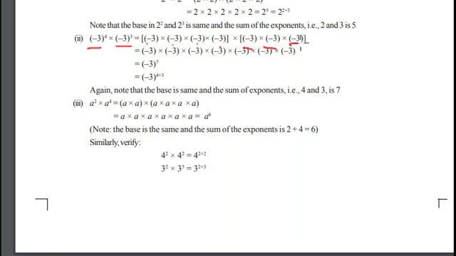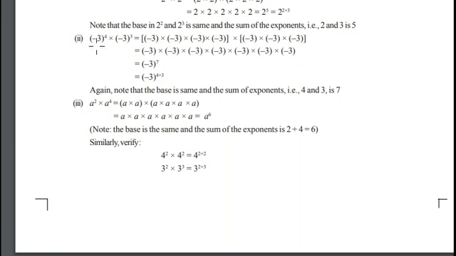We are multiplying these three numbers because the exponent is 3. Multiply these two numbers, we will get minus 3, 1, 2, 3, 4, 5, 6, 7. Minus 3 is repeated 7 times. So minus 3 to the power of 7.